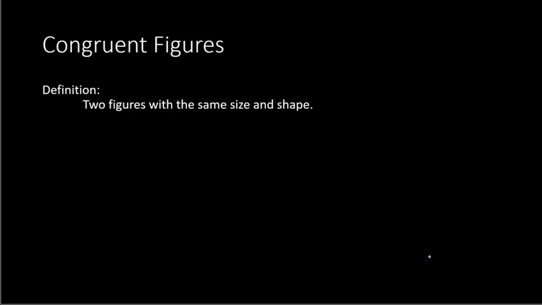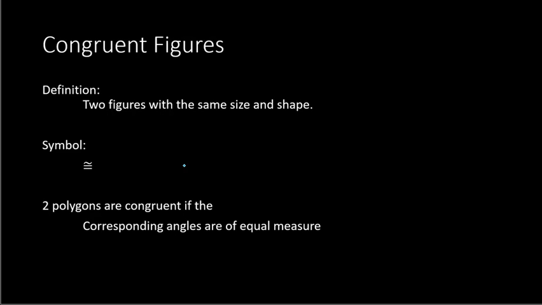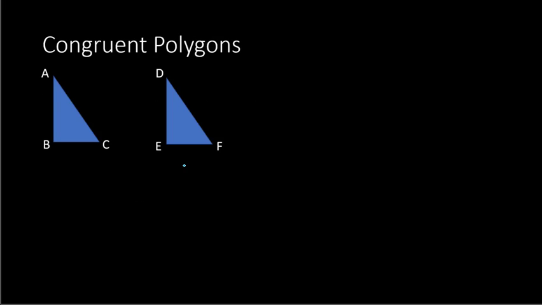The symbol we use is going to be an equal sign with a little squiggly line above it. So it looks like this right here. And we can say that two polygons are congruent if the corresponding angles are of equal measure and the corresponding sides are of equal length. All right, so in this next slide, we see here two triangles. They are congruent because they are both the same size and the same shape. All right, they're identical.